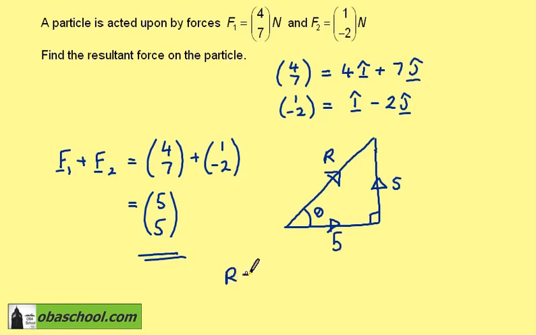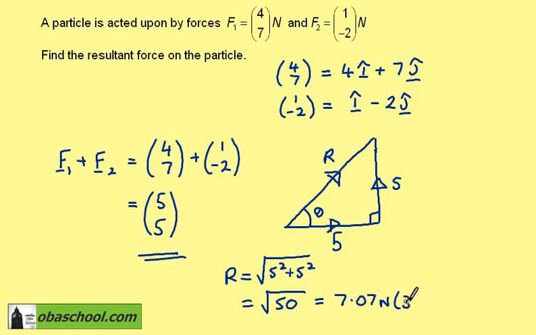Since it's a right-angled triangle, we can use Pythagoras' theorem, so the root of 5 squared plus 5 squared, which is the root of 25 plus 25, or root 50. This calculates to 7.07 newtons, correct to 3 significant figures. For the angle, we can see this is an isosceles right-angled triangle, and it follows that theta must be 45 degrees.